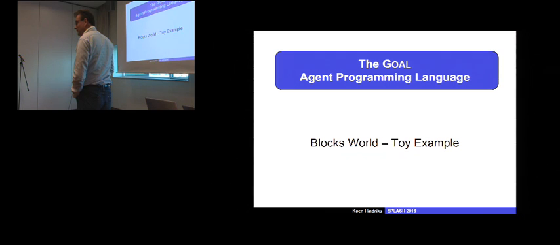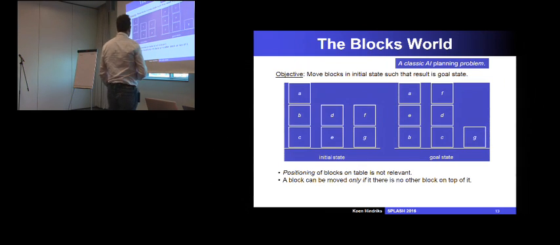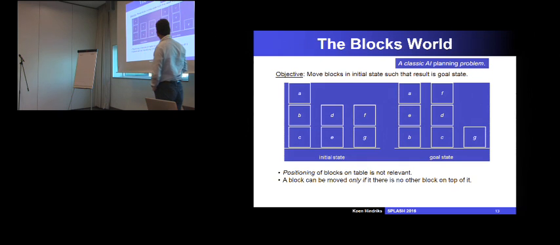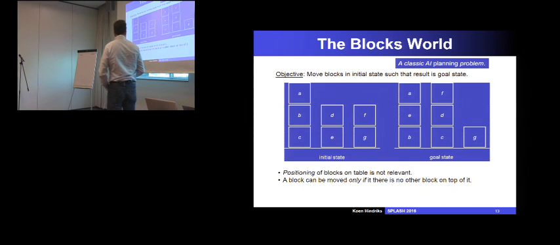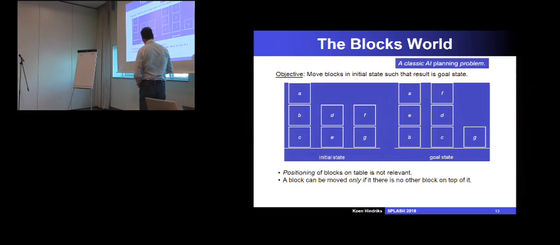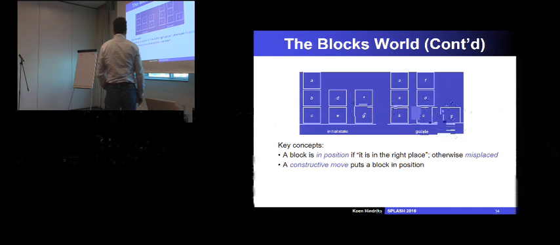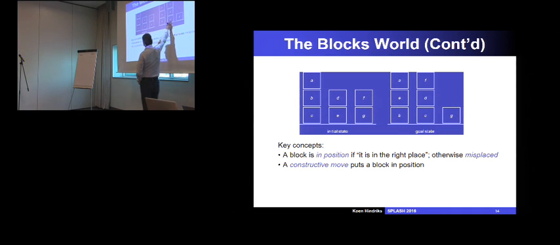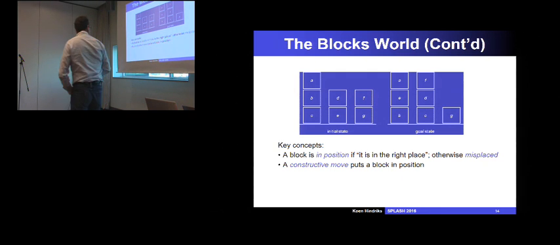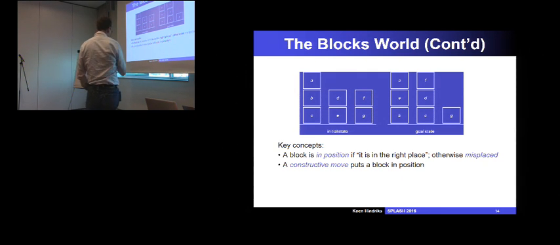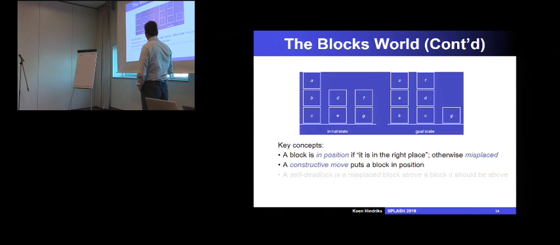Now, here's the toy example, just to give you a little bit of a feel for the program. It's going to be a very classic AI planning example, but now translated to agents in a more dynamic setting. I'll show you in a moment the actual program. So we have blocks. We need to go from one state to the other. There's some rules that are typically in play here. Certain blocks are in position, like this block is already on the table, so that's fine. Constructive moves are moves where you put blocks in position, so these are key concepts that you want to translate into your program. And I highlight those here because you can see those in a minute in the program itself.